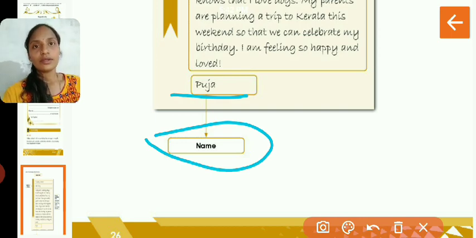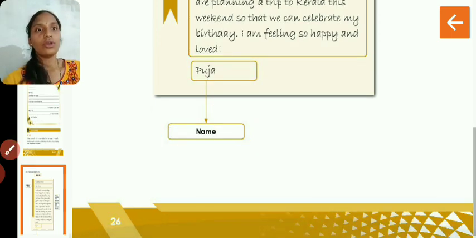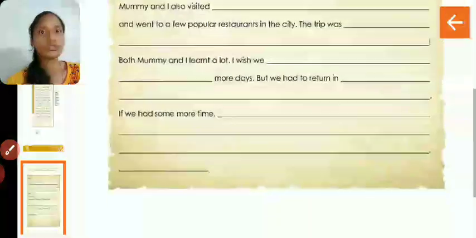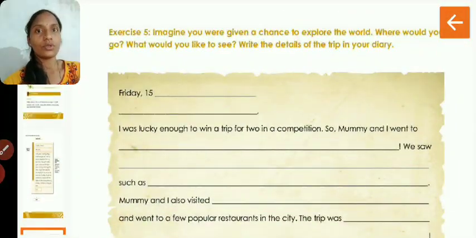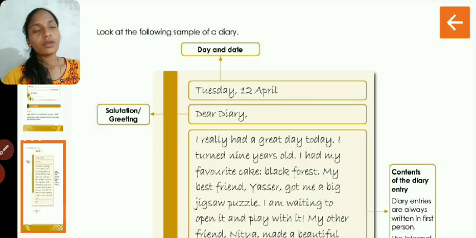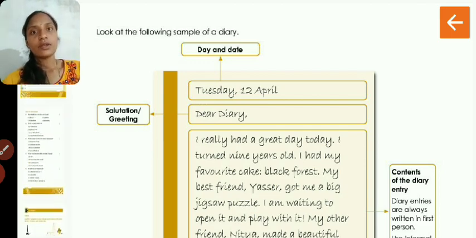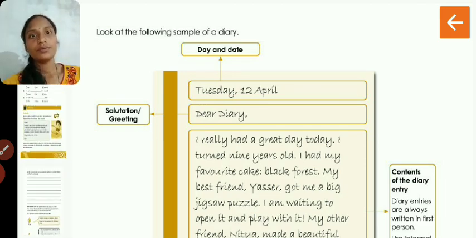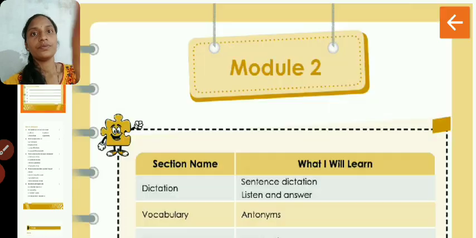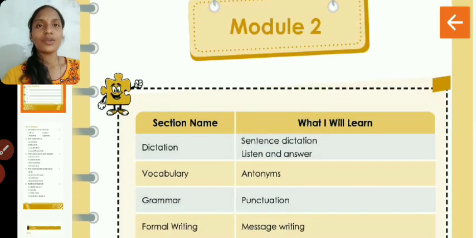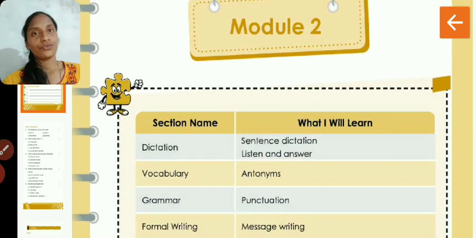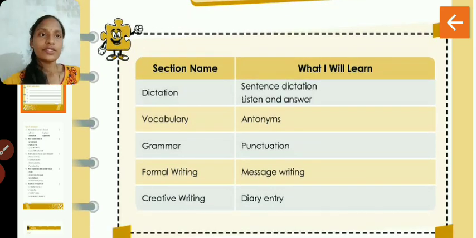Then we also solved this exercise in the workbook. So we have revised our module. We have revised module 2. So let's meet in our next video.